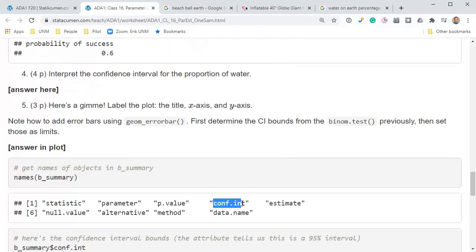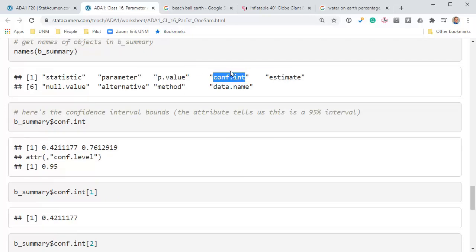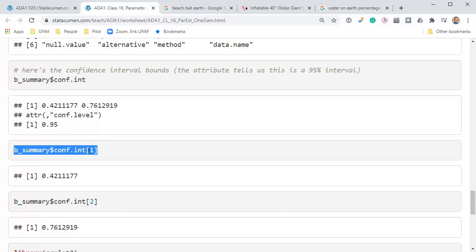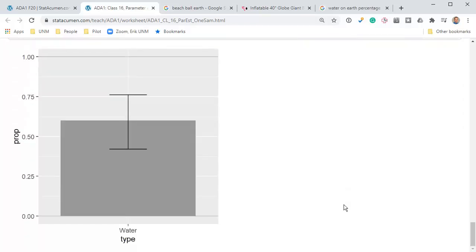The confidence interval is what we want, and that contains two numbers. So we found the object that we want, conf.int. Then we look at b_summary$conf.int to look at that object inside b_summary. The result of that is these two numbers, and you can get at each one of them by specifying the index. The first is 0.42, that's this number here, and the second index, 0.76, is down here. So we know how to get those individual values, which means we can grab the first value with bracket 1 and put that in down here. The minimum value is conf.int[1]. The maximum value is conf.int[2]. And that's what puts that confidence interval in there.